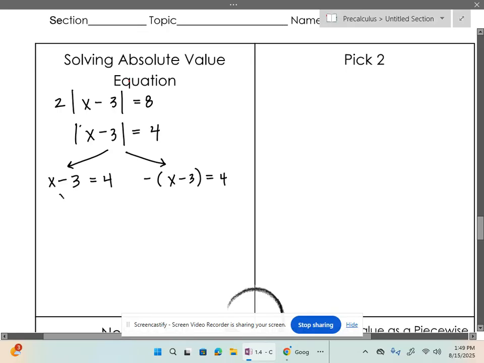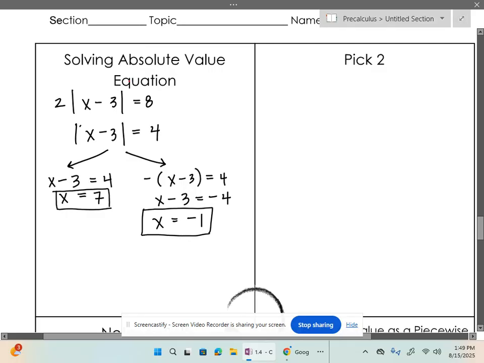Next, we'll solve for x, and so we'll add 3 to both sides here. Here, we'll go ahead and divide by -1 on both sides, so we'll end up with a -4. Add 3, and then we will end up with -1. So there are 2 solutions. One is x equals 7, and one is x equals -1.